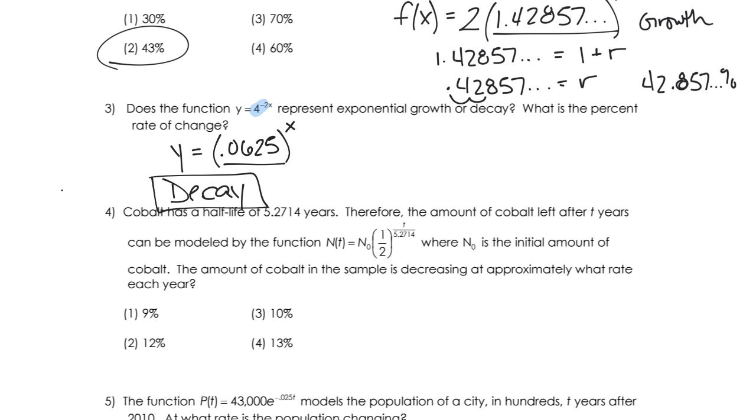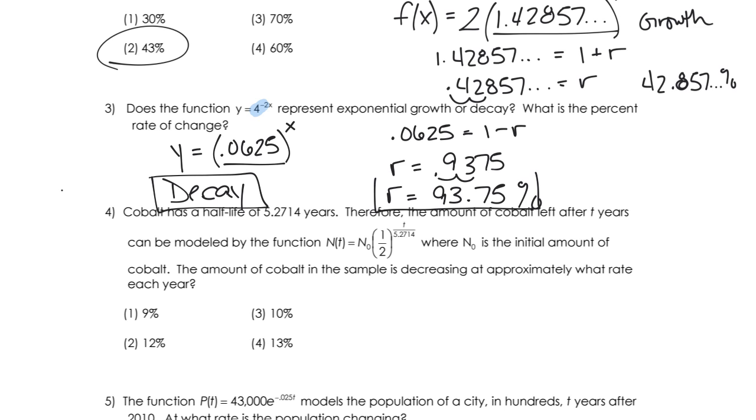Because it's decay, we're going to take that decimal of 0.0625 and put it equal to 1 minus r. We're going to subtract 1 and divide by negative 1 so that we get an r value equal to 0.9375. We're either going to multiply by 100 or move the decimal place over 2 places to the right to turn it into a percent of 93.75%. And there's our percent rate of change.